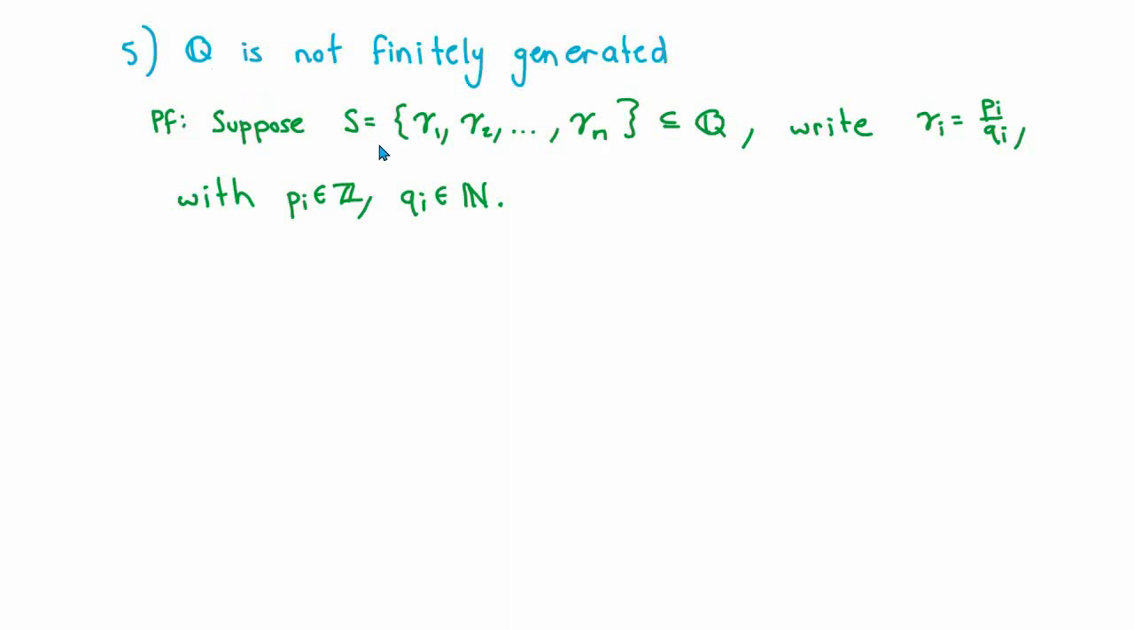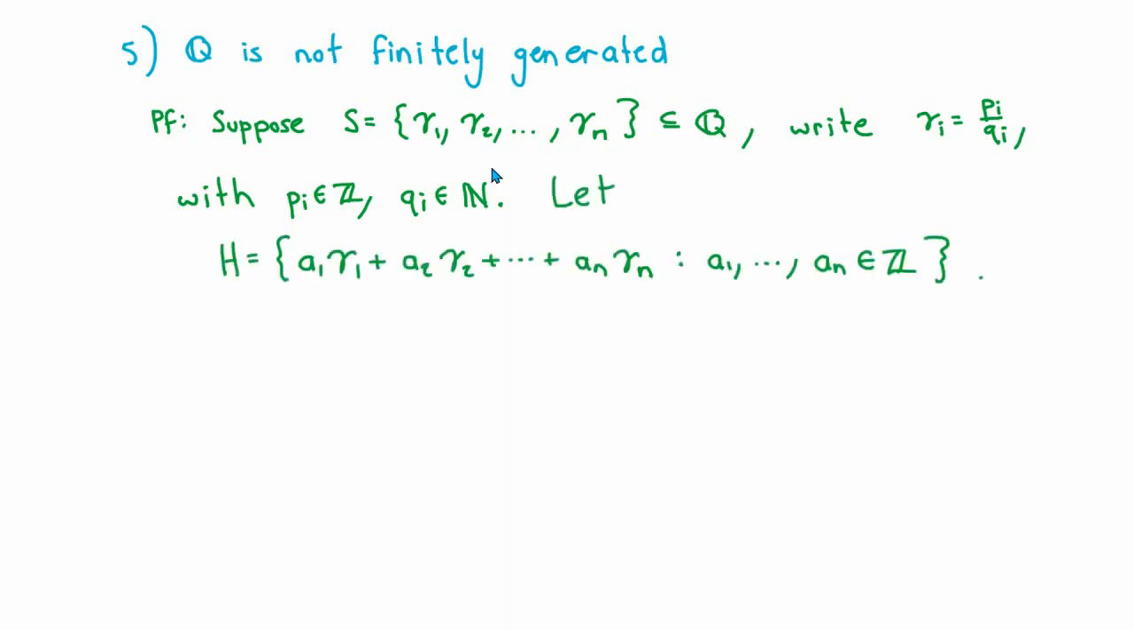Let's write the set S as the collection of rational numbers gamma 1 to gamma n, where each gamma i is p_i over q_i, with p_i in the integers and q_i in the natural numbers. Now, the original definition of the subgroup generated by a set, which is the intersection of all subgroups of G which contain S, is not always so easy to work with in practice. And so what I'd like to show in this case is that this subgroup generated by S is the same as the set of all integer linear combinations of the rational numbers gamma 1 to gamma n. In other words, I'd like to show that the subgroup generated by S is the collection of all rational numbers of the form a1 gamma 1 plus ... plus an gamma n, where the a1 to an are integers.